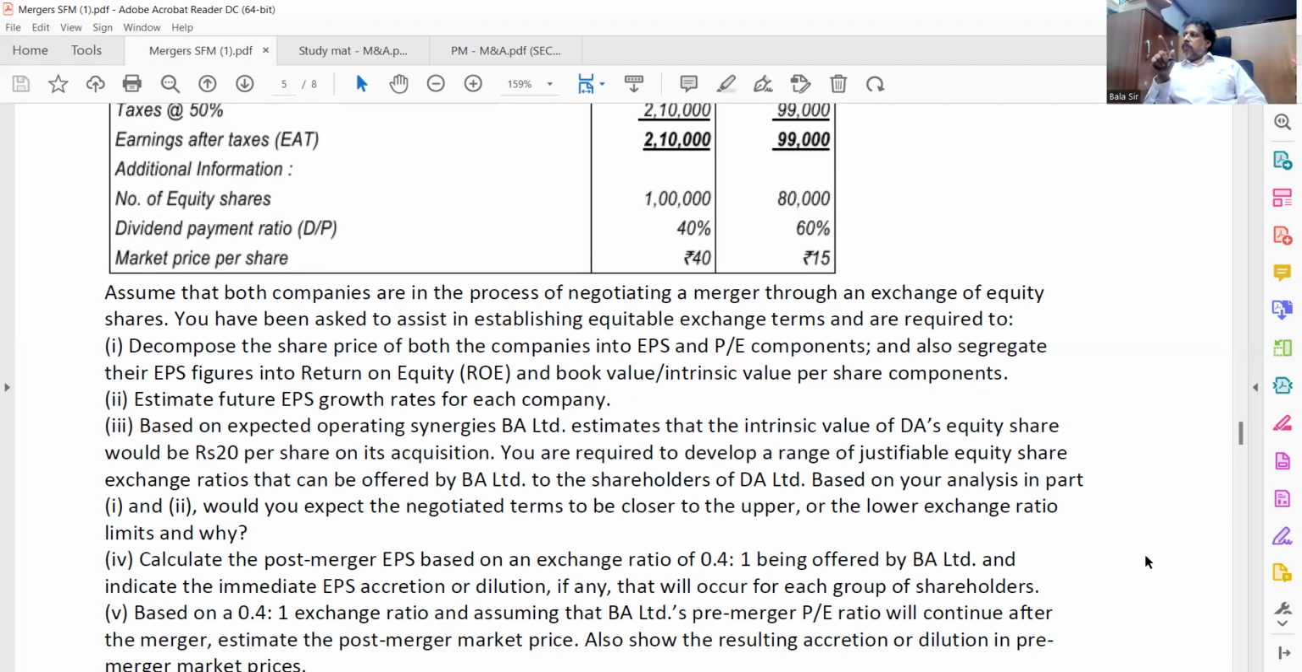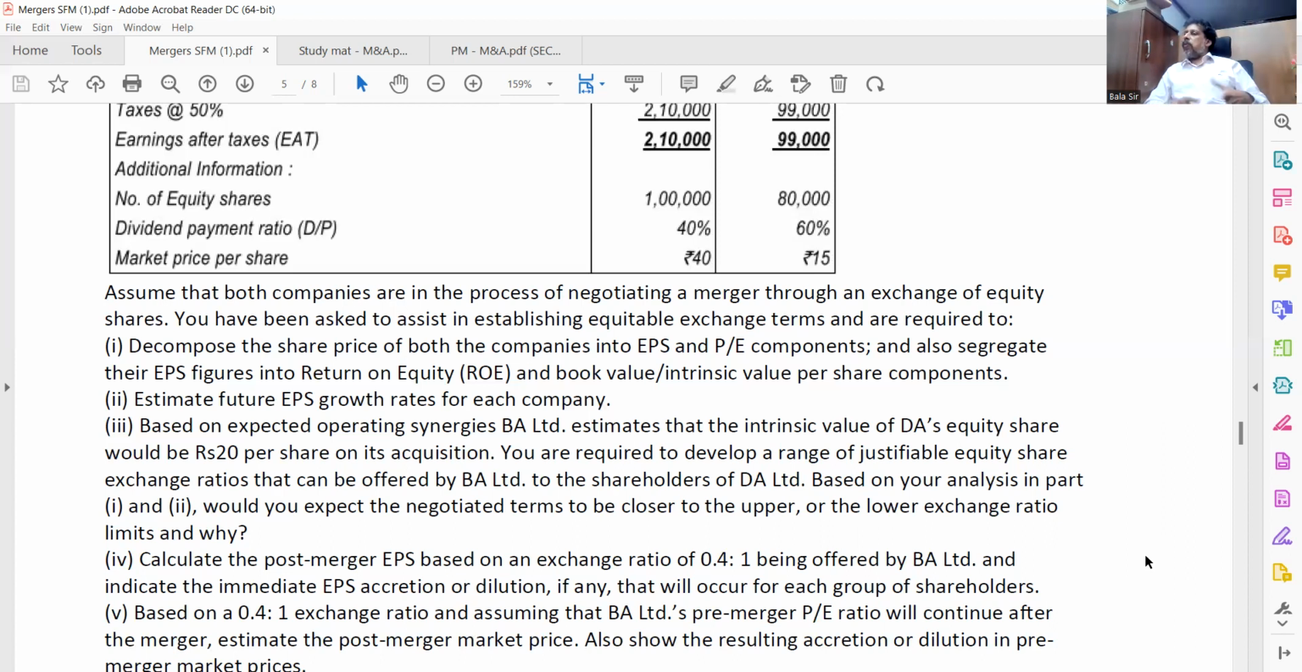19.05. It is 19.04 or say 19.05 times. Remember, it's the price earnings multiple. That means your BA company shares are trading at 19.05 times earnings. If you multiply 19.05 into 2.1, you'll get how much? 40.